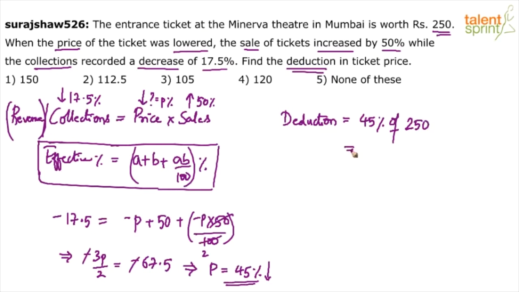Now you know how to calculate 45%. 45% can be taken as 50% minus 5%. So 50% of 250 is 125 and 5% is 12.5. So 125 minus 12.5 is 112.5. So 112.5, option 2 would be the answer.